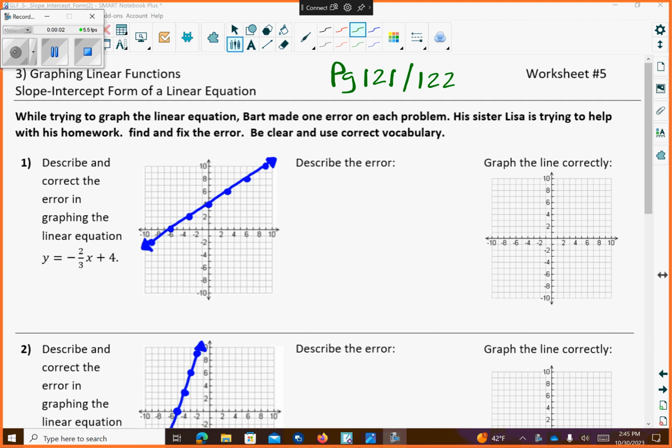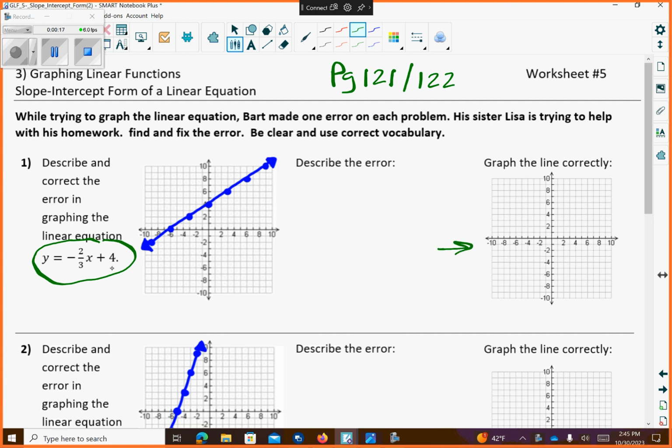Hi, CP Algebra, and we're just going to go through the problems on here. They want us to describe the error and fix it. So what I'm going to do is graph this over on this graph over here.